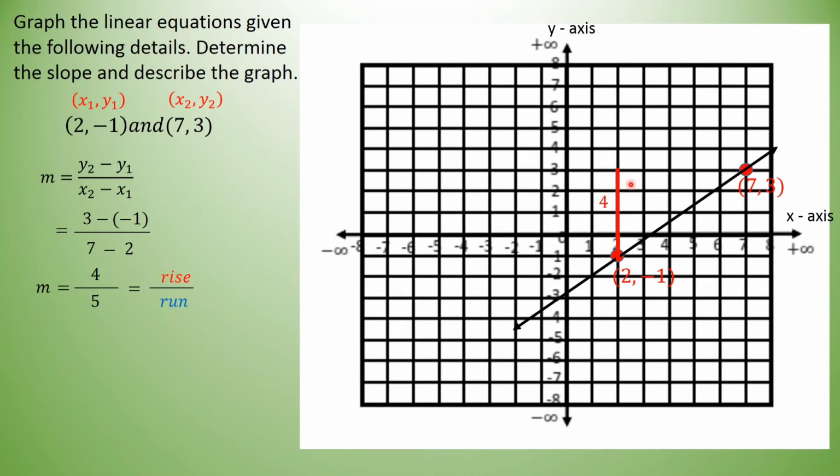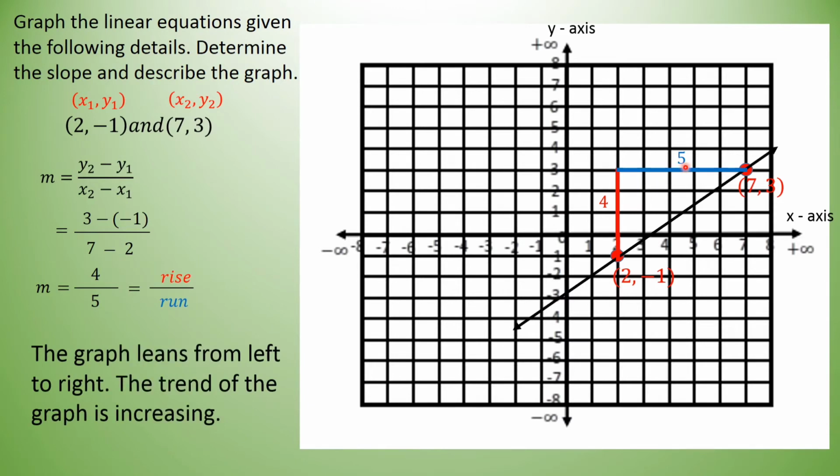And then, ang run natin is 5 steps. So, run tayo 5 steps papunta sa kanan since ang ating slope ay positive. So, 1, 2, 3, 4, 5. So, 5 steps yung ating run. So, the graph leans from left to right. Therefore, the trend of the graph is increasing. So, kapag ang slope ay positive, so ang ating line leans from left to right. And the trend of the graph will increase.